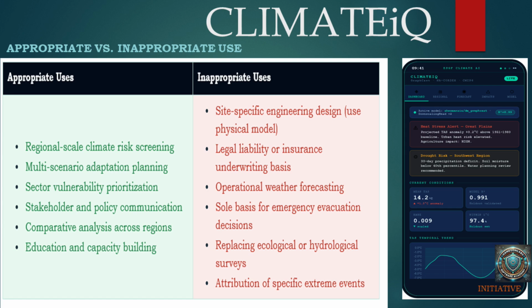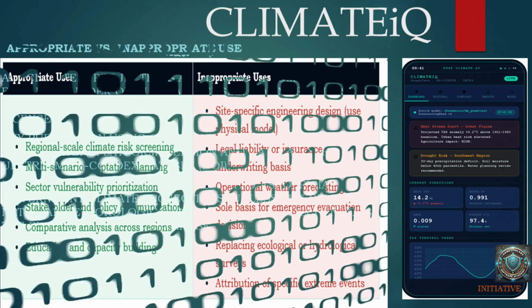Now, let's go to the inappropriate uses. Site-specific engineering design, use physical model, legal liability or insurance underwriting basis, operational weather forecasting, sole basis for emergency evacuation decisions, replacing ecological or hydrological surveys, attribution of specific extreme events. So these are just general guidelines for appropriate and inappropriate uses.